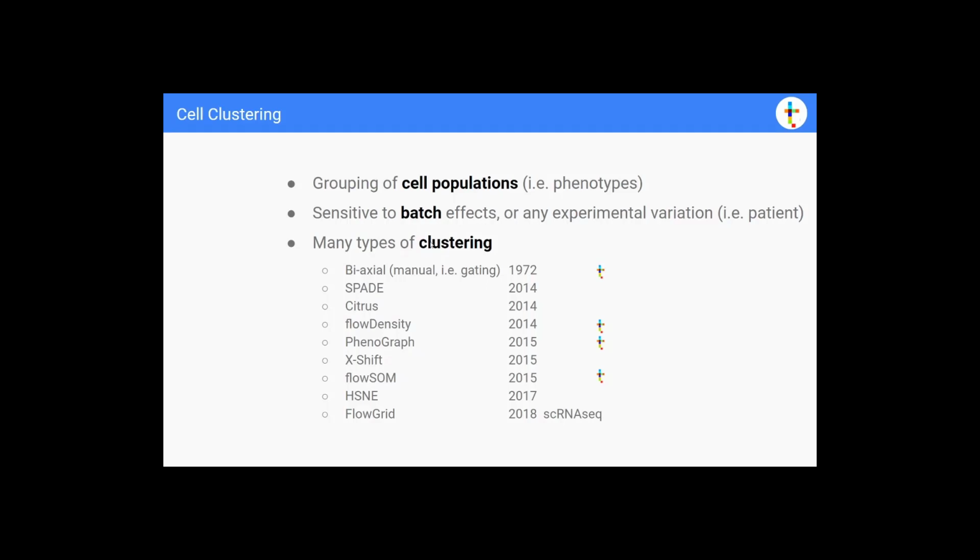So, types of clustering: there's quite a lot of clustering. I put down all the types, starting with the traditional bi-axial or manual gating. Started in 1972, it's still going strong, and that's a way of clustering using biaxial gating. But you have SPADE, Citrus, FlowDensity, PhenoGraph, X-shift, FlowSOM, hSNE, FlowGrid. I didn't even put all of them; I think there's another 10 that I could have put on this list. FlowGrid, for example, comes from single cell RNA-seq, so it's being influenced by single cell RNA-seq. And you see the explosion in the last couple of years. So which one to take?